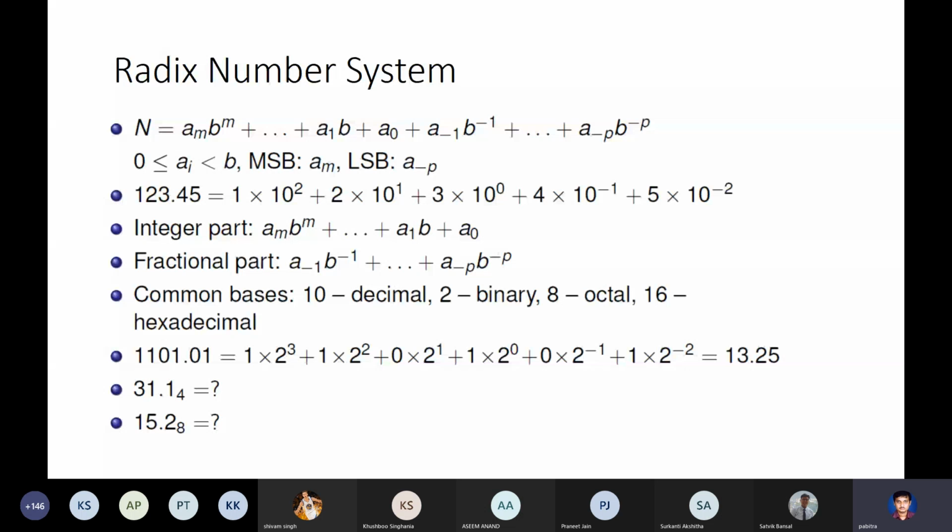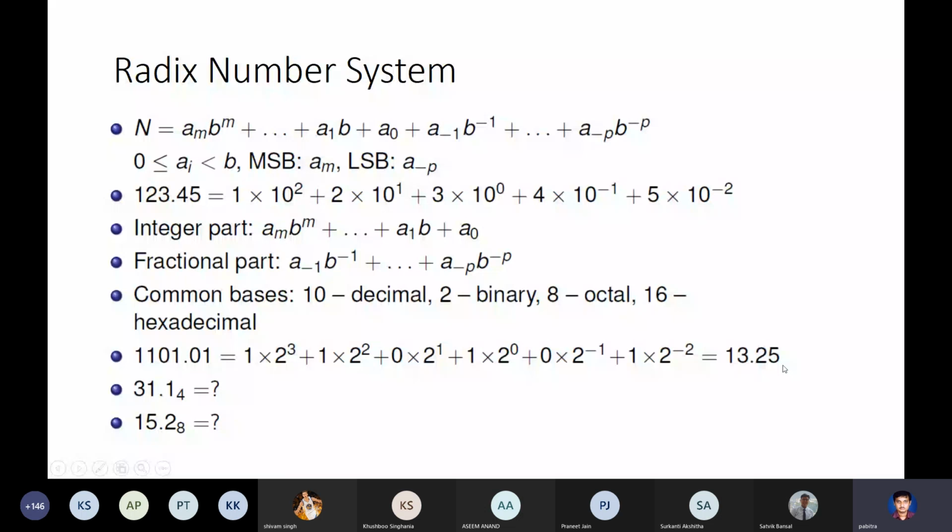There is no particular reason, we just write it that way. Now the common bases can be decimal, which is 10, binary 2, octal 8, and hexadecimal 16. For example, 1101.01 is equivalent to a decimal number. If we convert it and look at the value in the decimal system, it comes out to be 13.25.